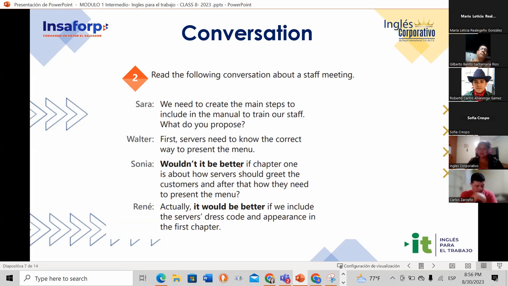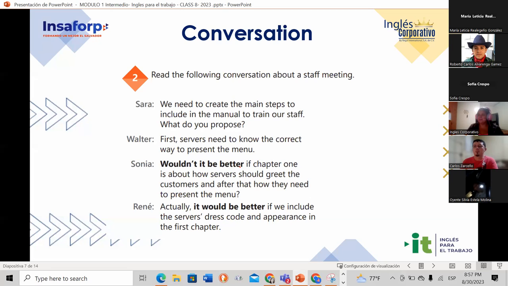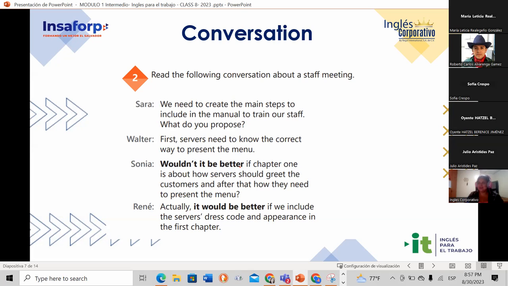Okay, now Gilberto, you will be Walter. Sofia, you will be Sara. Robert, you will be René. And who else wants to participate? Okay. We need to create the menu steps to include in the menu to train our staff. What do you propose? I'm sorry. Just a moment. Okay, I need four volunteers. I have, okay. Sofia, you will be Sara, right? Okay. And Walter will be... I said that will be Walter.